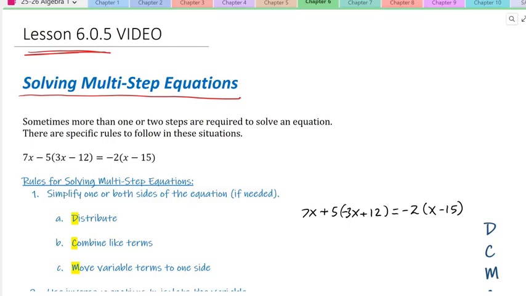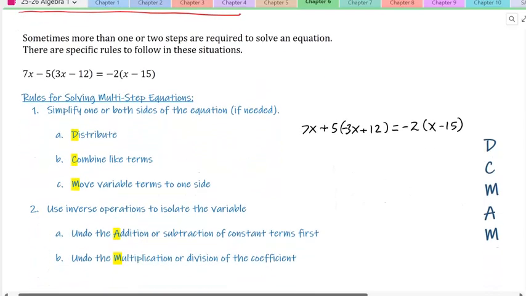Sometimes more than one or two steps are required to solve an equation. We've gone over one-step equations. We've gone over two-step equations. Sometimes there's more than two, but there are specific rules to follow in these situations. So let's take a look at this equation. It's a pretty extreme example.